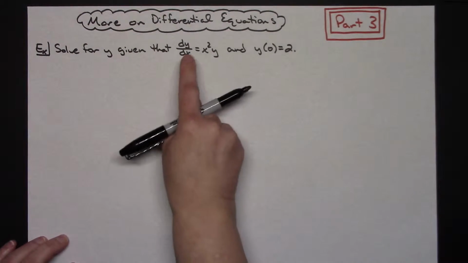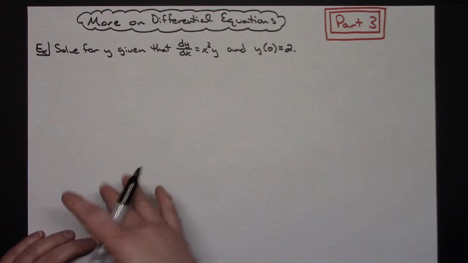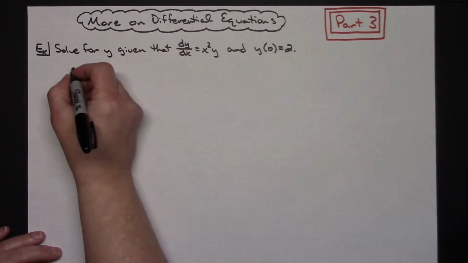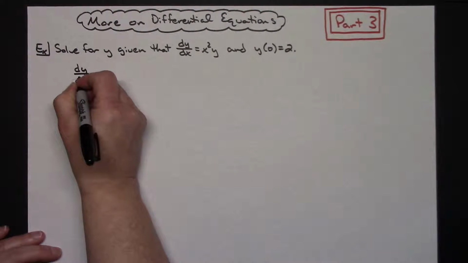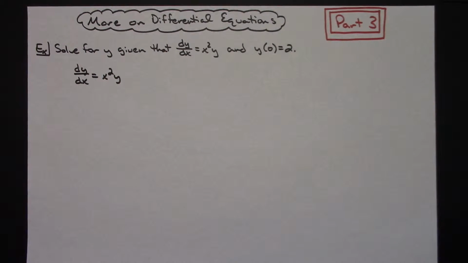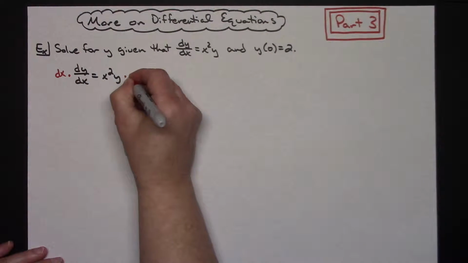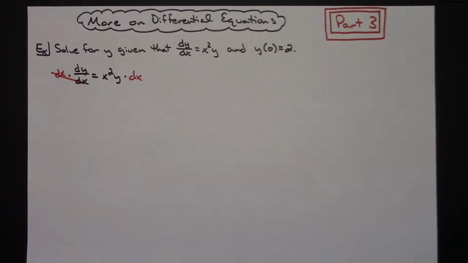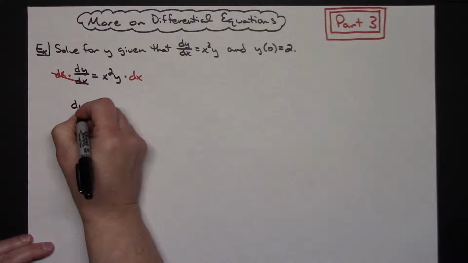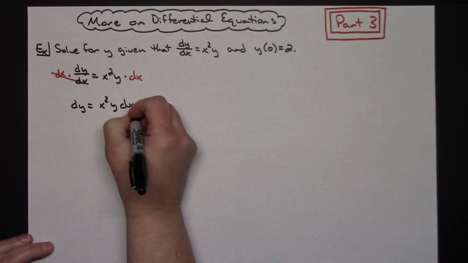Alright, so I am going to start with this differential equation, and I'm going to separate the variables. I'm going to put all the y's on the left and all the x's on the right. So, rewriting the equation here, dy over dx equals x squared y. I'm going to multiply both sides of the equation by dx. When I do that, the dx's fall out on the left hand side, so this is my separating of the variables. So then I'm going to have dy is equal to x squared y dx.